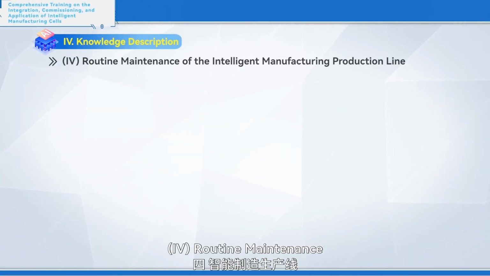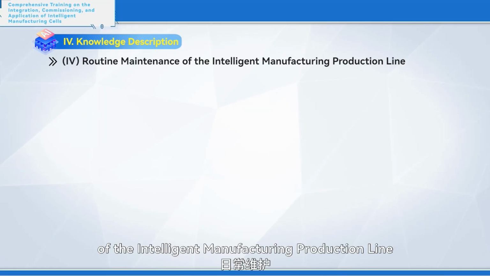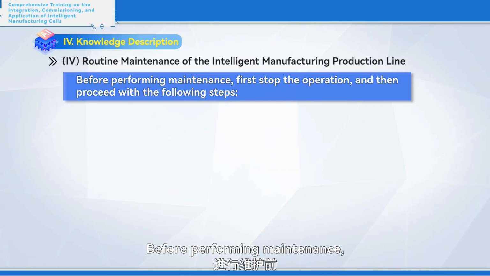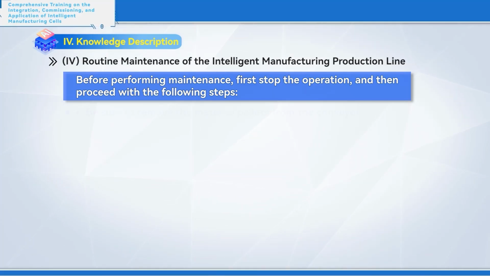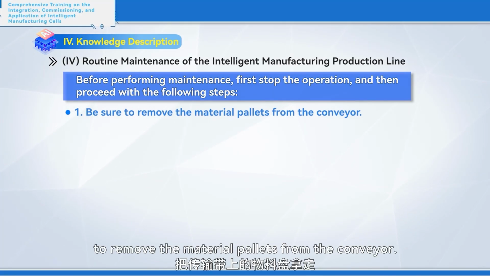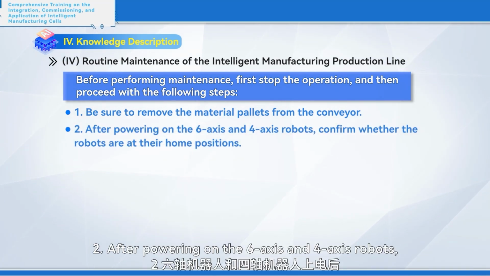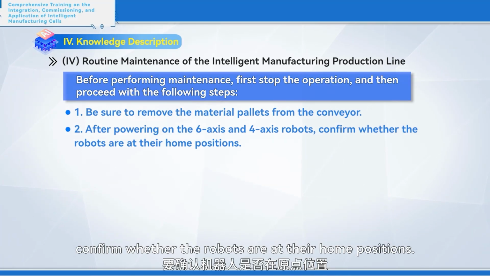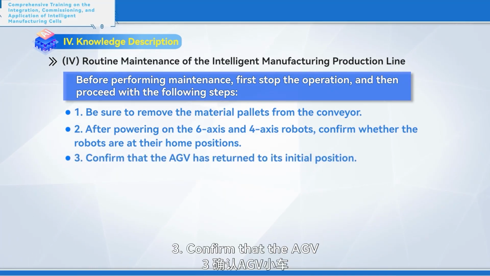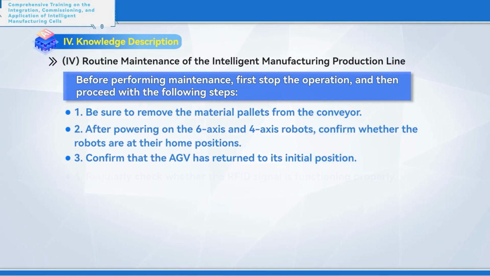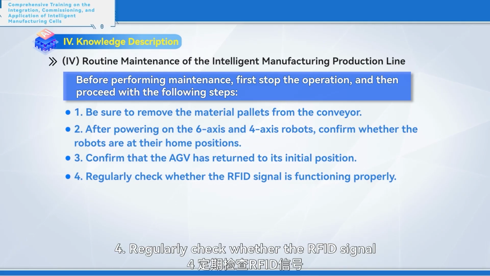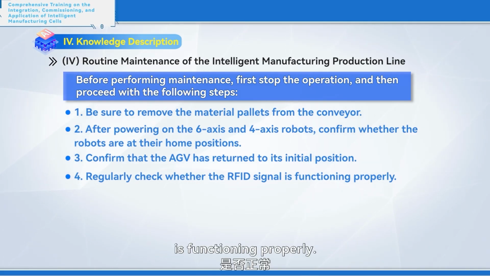4. Routine maintenance of the intelligent manufacturing production line. Before performing maintenance, first stop the operation, and then proceed with the following steps. 1. Be sure to remove the material pallets from the conveyor. 2. After powering on the 6-axis and 4-axis robots, confirm whether the robots are at their home positions. 3. Confirm that the AGV has returned to its initial position. 4. Regularly check whether the RFID signal is functioning properly.